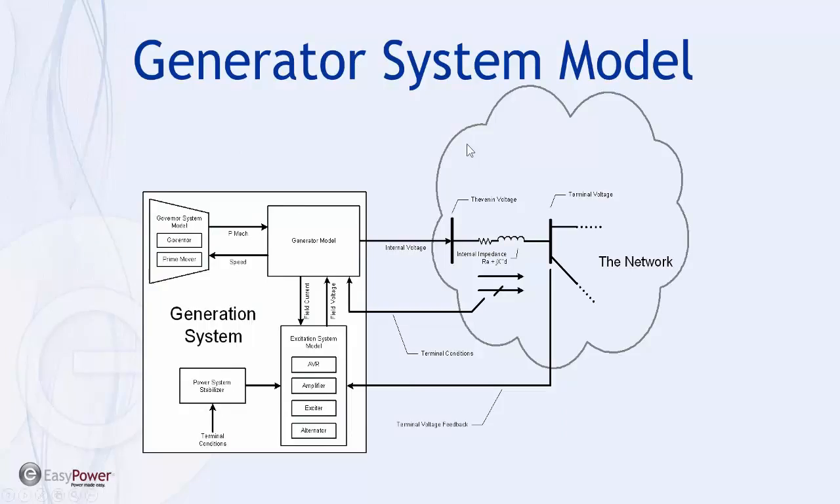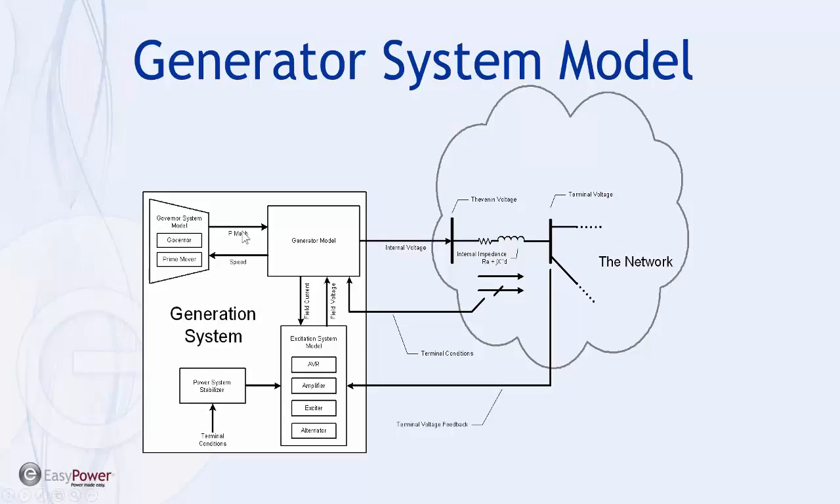For instance, a generator system model would have the generator here, which is a rotating machine, and it's linked to the governor system. The governor system consists of both a governor simulator and a prime mover simulator or model. The excitation system model over here includes the automatic voltage regulator, an amplifier, an exciter, and an alternator, all encapsulated in the excitation system model. And some systems, we're not going to talk about it today, include power system stabilizers.